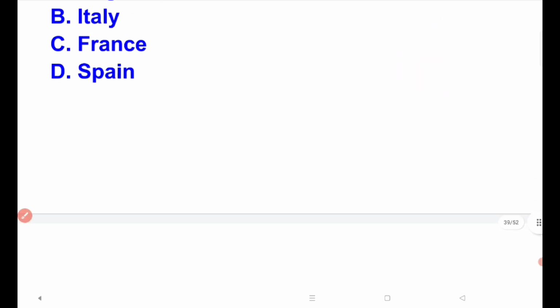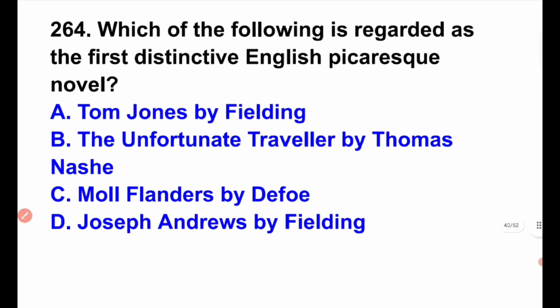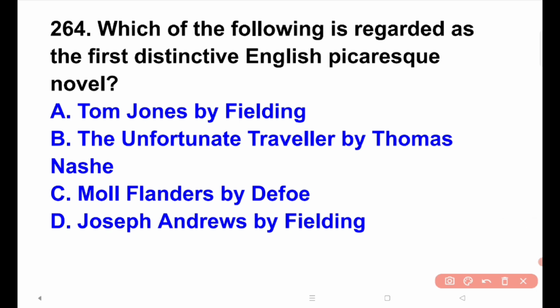Next. Which of the following is regarded as the first distinctive English picaresque novel? Option B, The Unfortunate Traveller by Thomas Nashe. Written in 1594. It is the earliest English example.